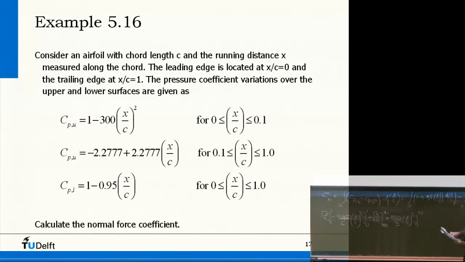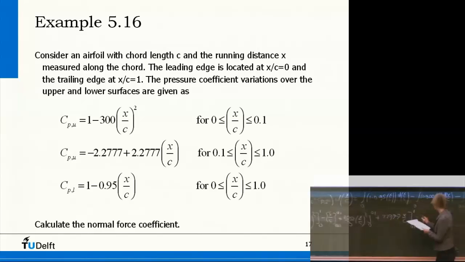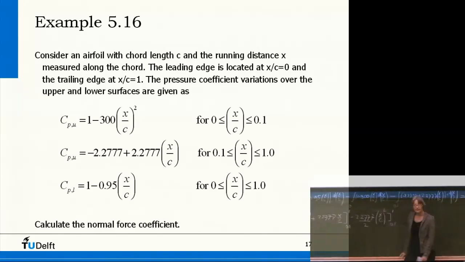And the plus is because of the minus, right? Then minus, plus again, so plus 2.2777 x over c between 0.1 and 1. Minus, yes, thanks, 2.2777 x over c, so we do the trick again, x over c squared over 2 between 0.1 and 1. Yeah? Trivial, right?